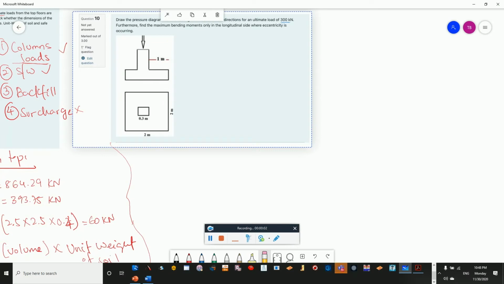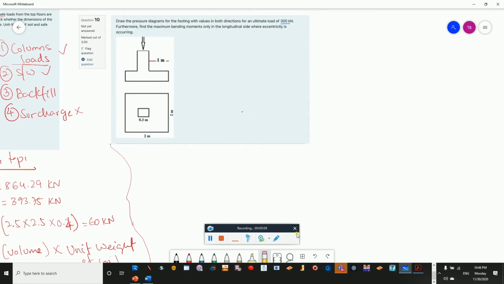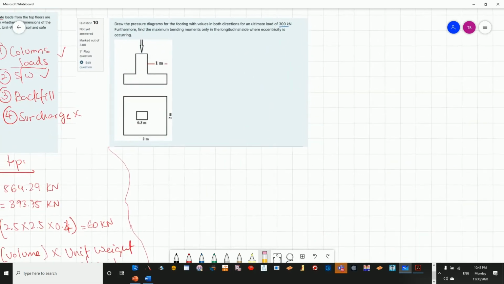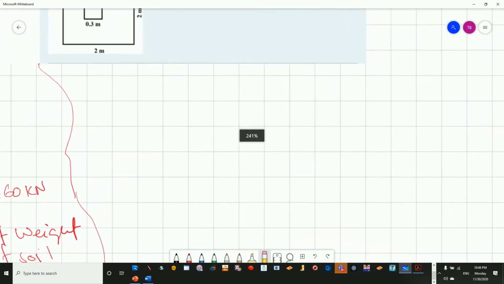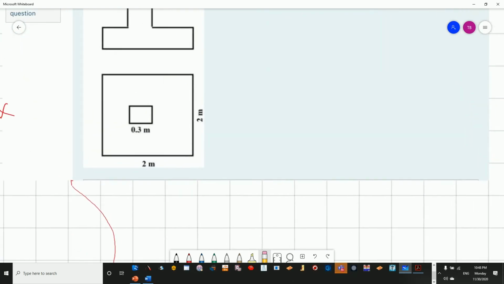Okay, so assalamu alaikum once again. After taking a break, we're going to solve question number 10, and we have solved something similar in the previous exam. I mean, in the previous classes.